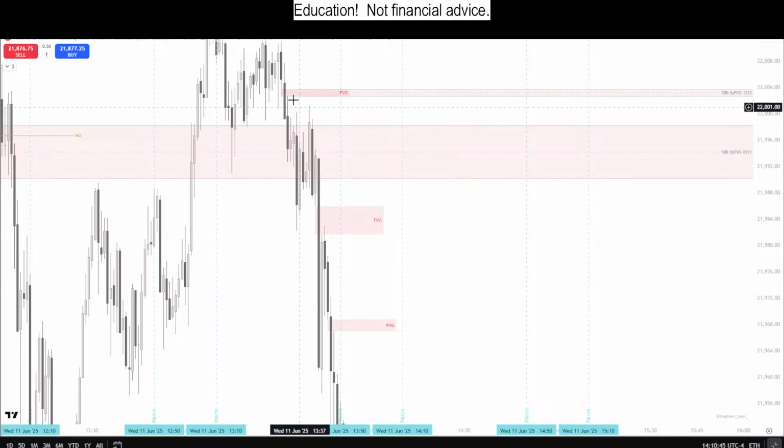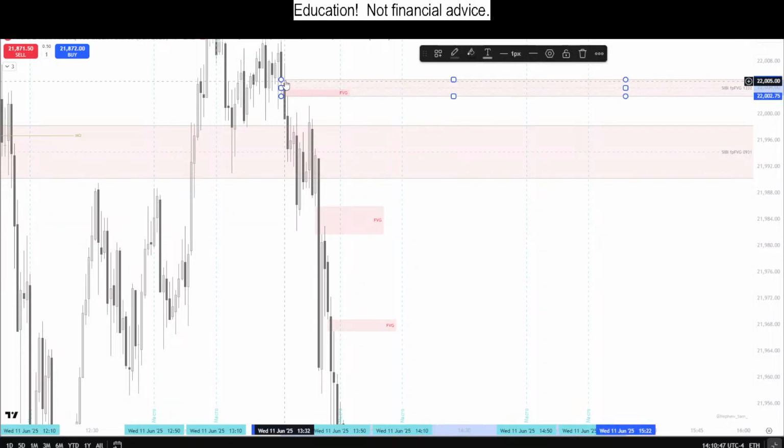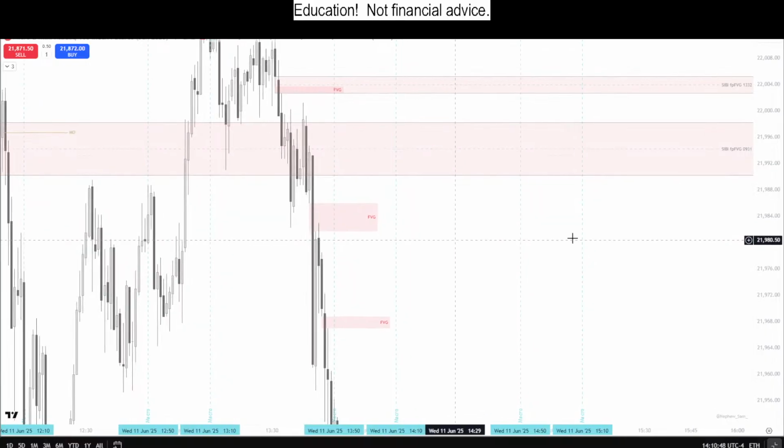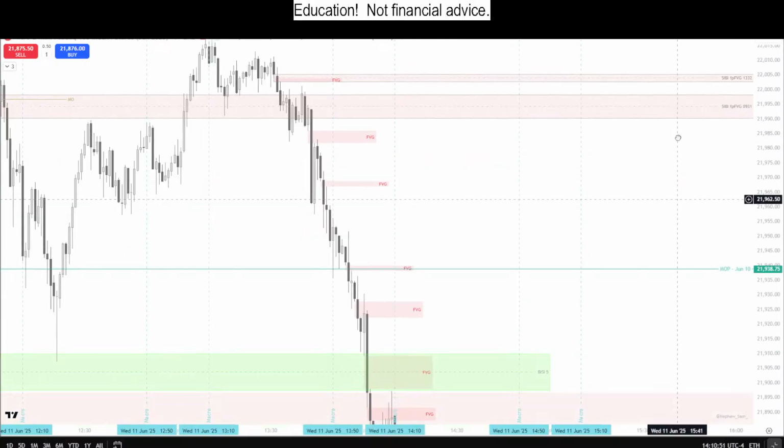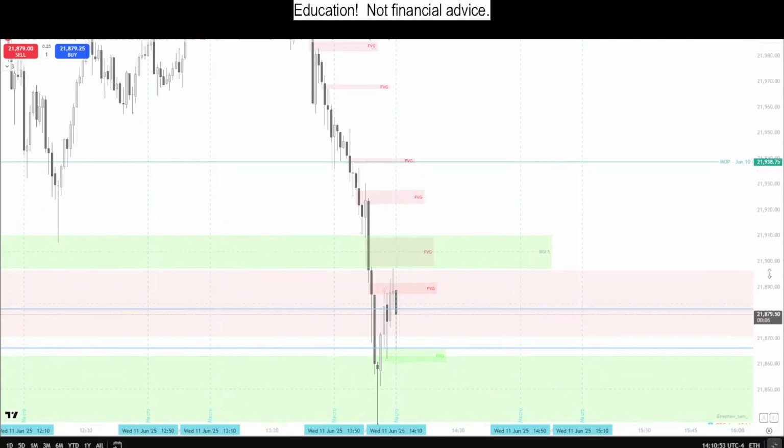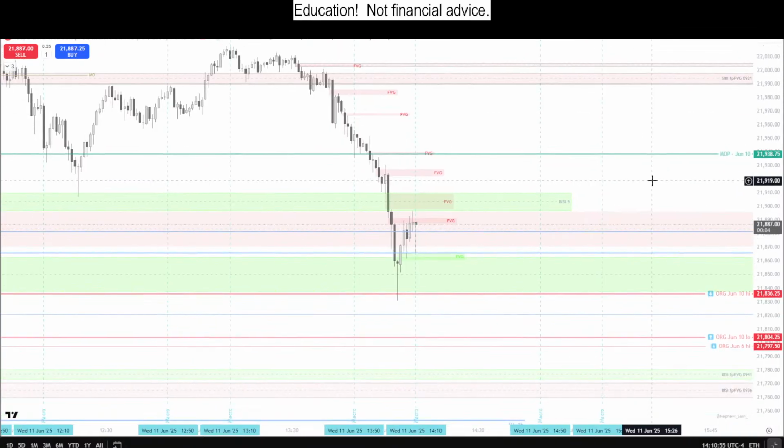And we should extend it up to include the volume imbalance. All right, so we've got both of those above us. I highly doubt we're going all the way back up there, but who knows? We've seen crazier things.